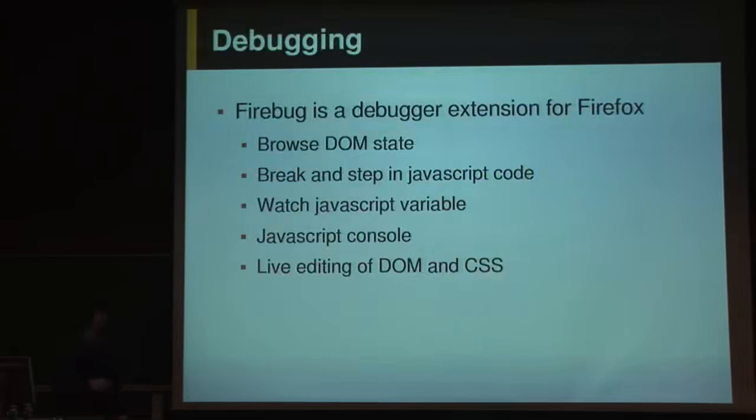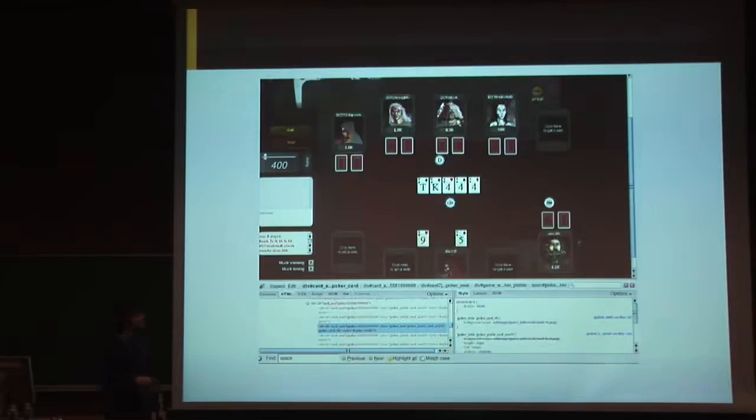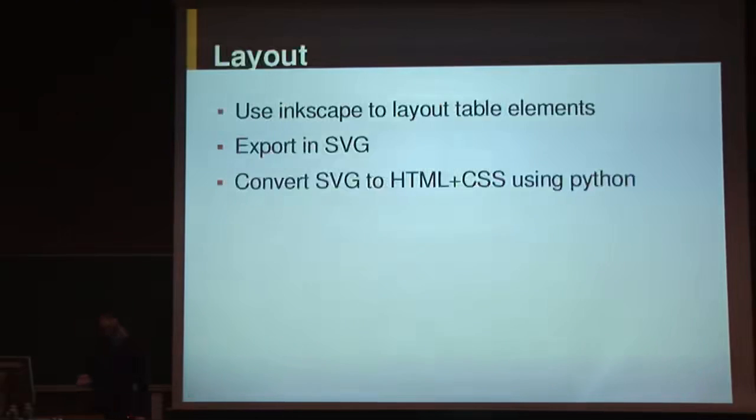For debugging, we rely on Firebug. It allows us to browse the DOM state live, to break into JavaScript code, to watch JavaScript variables, and it also provides an interactive JavaScript console as well as live editing of the DOM and CSS. So this is how it looks like. When I focus on a particular element, I can edit the CSS. So it's very well integrated into the browser, and we are happy to have Firebug to help us to develop jpoker.